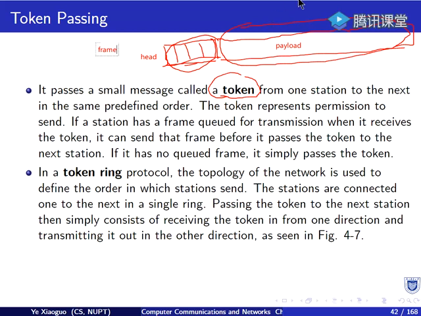But there is another kind of message, a frame with no payload, only a head. So it's very short. It's a very short message, right? Without the payload, it's used only for token controlling, a kind of control frame. A frame only with control information, called a token, is passed from one station to the next in the same predefined order.